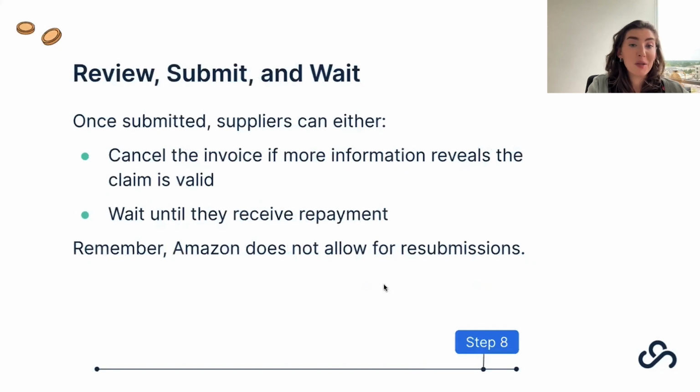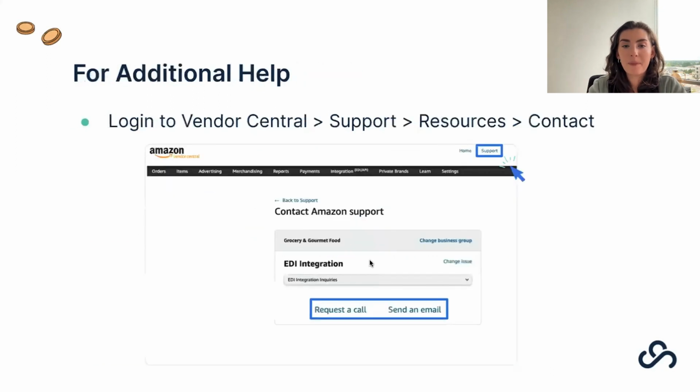All right, and then from there, hopefully you've reviewed and submitted in those 30 days. And once you've submitted, you can either cancel the invoice if more information reveals that the claim is valid, or wait until you receive a verdict and repayment. And remember, Amazon does not allow for resubmissions, but the way you can do that is go into the Help Center. It's the tab on the same navigation as payments, and you can actually click through to find a way to email the team that would handle that.